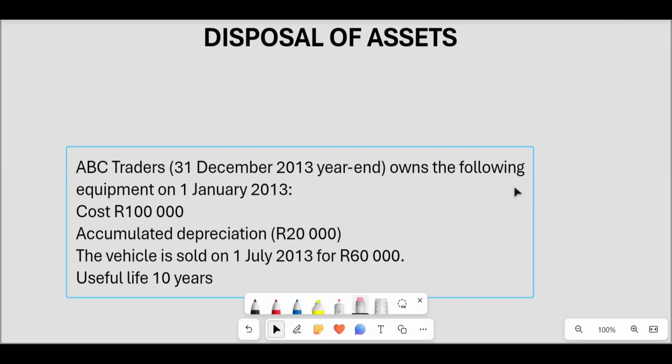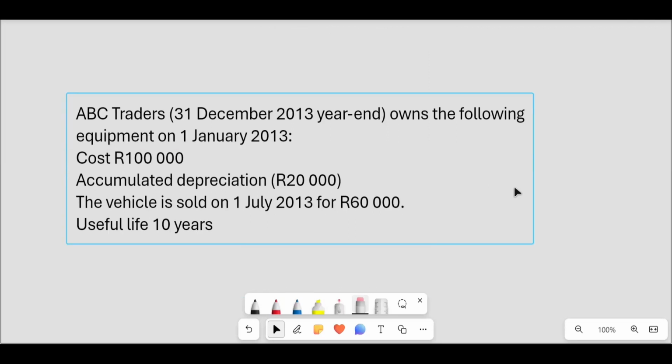The year end is 31st December 2013. The company owns the following equipment on 1 January 2013. The cost of the equipment was 100,000. The accumulated depreciation of the equipment was 20,000, right? The vehicle is sold on 1 July 2013 for 60,000 and it has a useful life of 10 years, right? Okay.